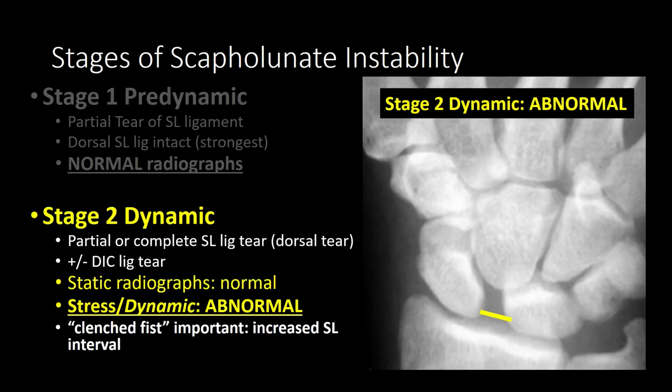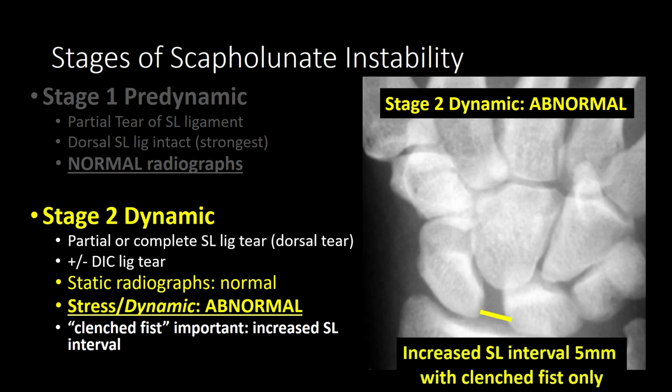Stage 2, the next step, is called the dynamic stage because it needs stress, the dynamic portion. It needs a clenched fist, and this is when you'll see that interval widen, which is why it's called the dynamic stage. Here, the static radiographs are normal, but the injury can be anything up to a complete tear, some of that spectrum.